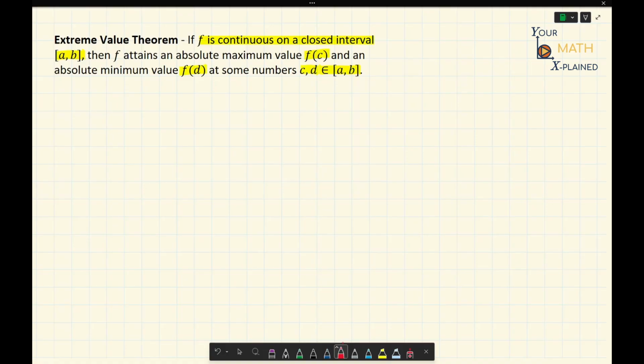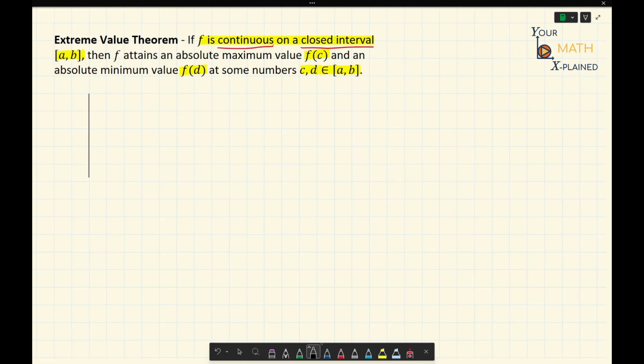So a couple of important points. First one is that f has to be continuous. And next, it is on a closed interval [a, b]. So let's take a look at why that's important. We're going to draw a couple of examples here to demonstrate this.